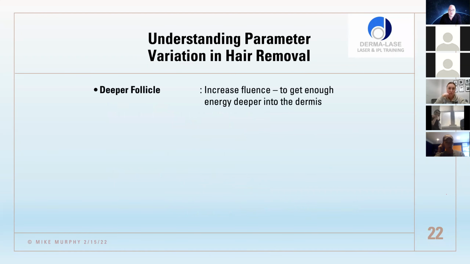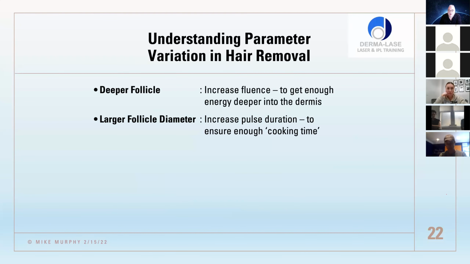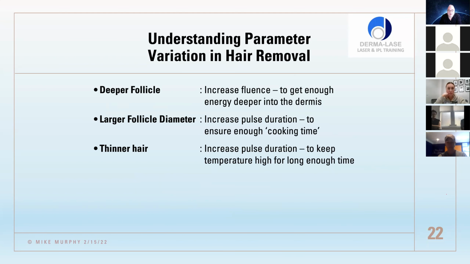Well, if you've got a deep follicle, you need to increase the fluence at the surface because you're trying to target the germ cells and the melanin, which are deeper in the skin. So you've got to get a lot of energy down there to create the temperature. If you've got a large follicle, so the hair is quite thick, you need to increase the pulse to make sure you get enough cooking time, because otherwise you're going to leave some of the germ cells alive at the end of the pulse.